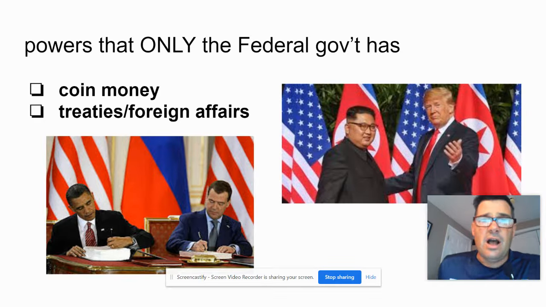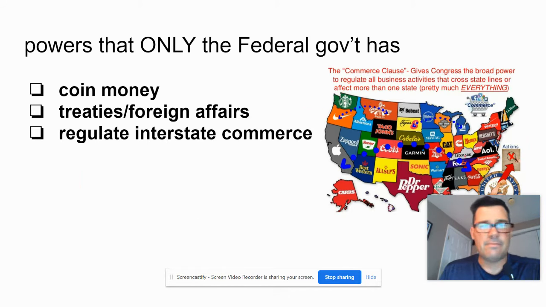Another power: treaties and foreign affairs. That was actually true in the Articles of Confederation, except there was no executive branch to enforce it. So that was problematic. So treaties and foreign affairs, that's exclusive to the federal government. Remember, exclusive means it's only the federal government that can do it.